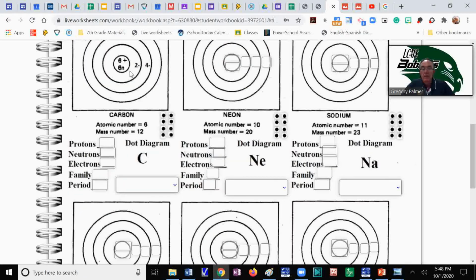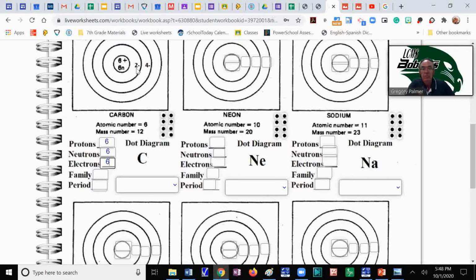Okay, so we look at this model, which is already mostly done, and we see that carbon has an atomic number of 6, so that tells us it has 6 protons. To find the neutrons, we take the 12 minus the 6, so it also has 6 neutrons. Because the atom is neutral, there's 6 positive protons. That means there's 6 negative electrons.